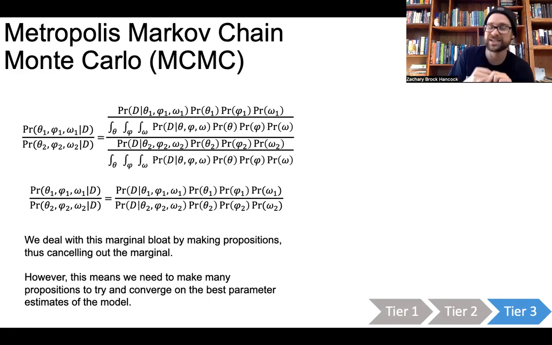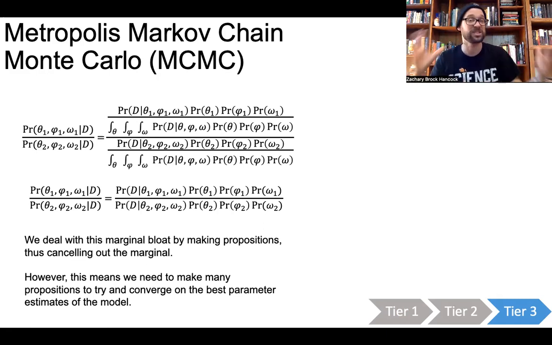However, this means that we need to make many propositions to try to converge on the best parameter estimates. If we could actually estimate the marginal likelihood, we wouldn't need to make a gazillion proposals to get to the best estimate. We would just get it directly. But since we can't estimate it directly because it gets so big, we cancel it out and we make a bunch of different proposals, okay? This is what a Markov chain Monte Carlo is doing. It's just making additional proposals, and since it's a ratio, it's dividing out that marginal likelihood. In a phylogenetic context, we make hundreds of millions of proposals. We do this calculation hundreds of millions of times.